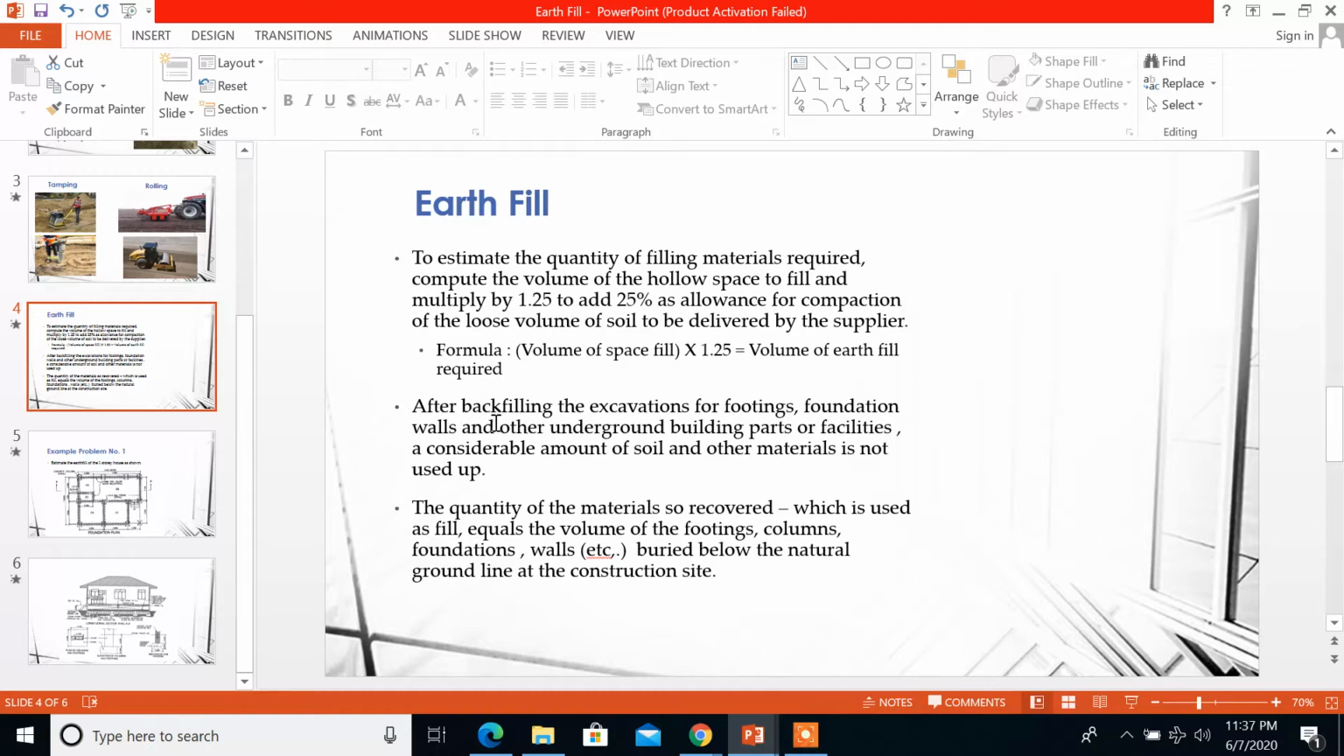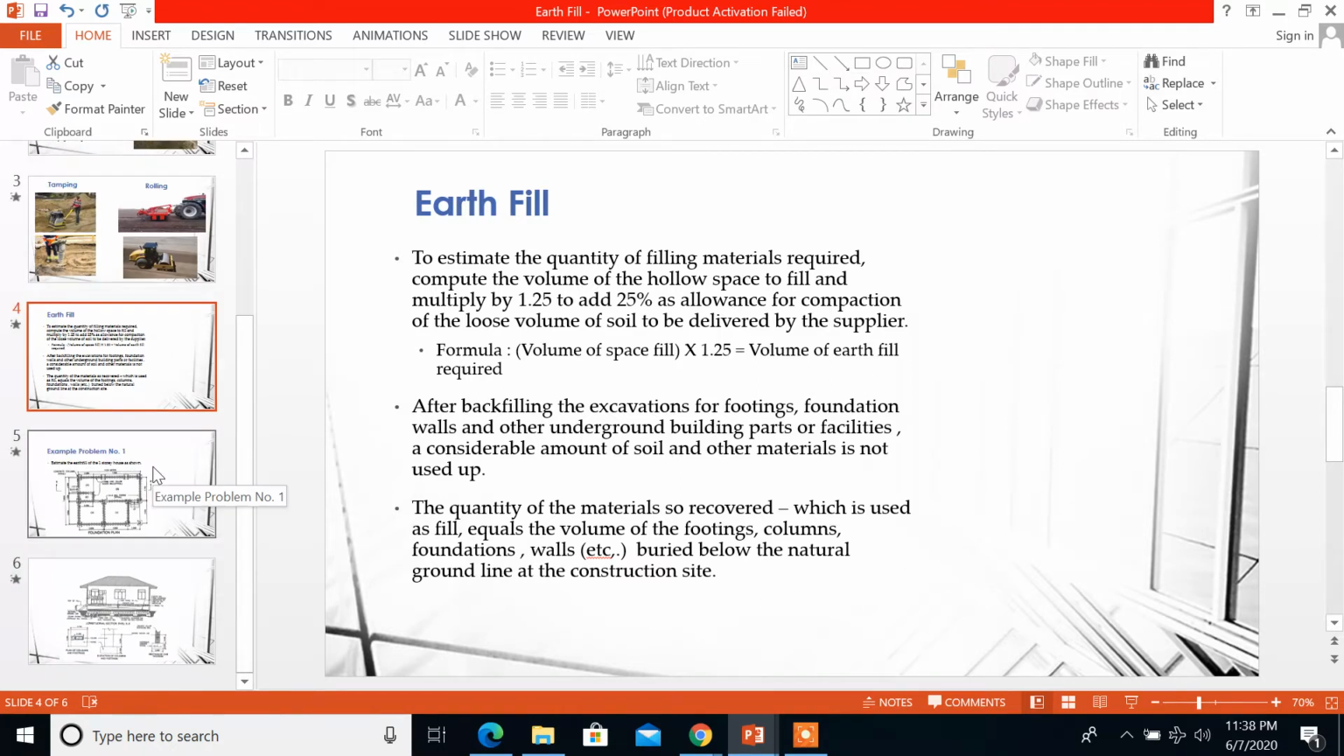After backfilling the excavations for footings, foundation walls, and other below-ground building parts or facilities, a considerable amount of soil and other materials is not used up. The quantity of the material so recovered, which is used as fill, equals the volume of the footings, columns, foundations, walls, etc. buried below the natural ground line at the construction site.